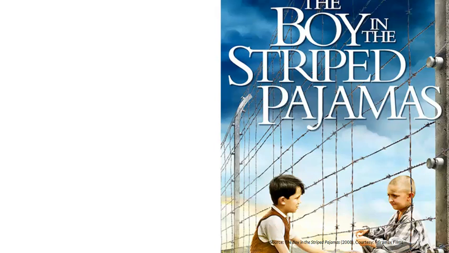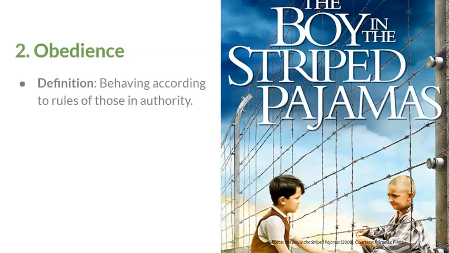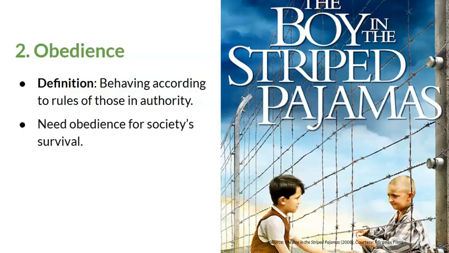Now, how often do you do what others tell you to do? Or how often do you follow the rules? These questions highlight the concept of obedience. Obedience occurs when an individual behaves according to the rules of those in authority. To be honest, we need obedience for society's survival. We need people to follow the rules in state and federal laws that keep our society functioning.